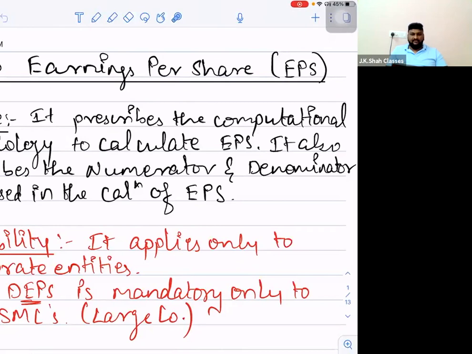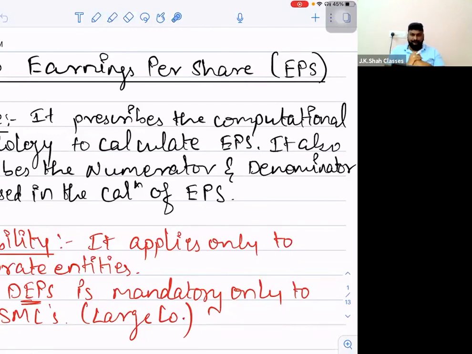So what is the objective? It prescribes the computational methodology to calculate EPS. It will tell you the method, or in simple terms the formula, for calculating EPS. And please understand why a standard is made. A standard is made because every enterprise should calculate the EPS in the same manner.